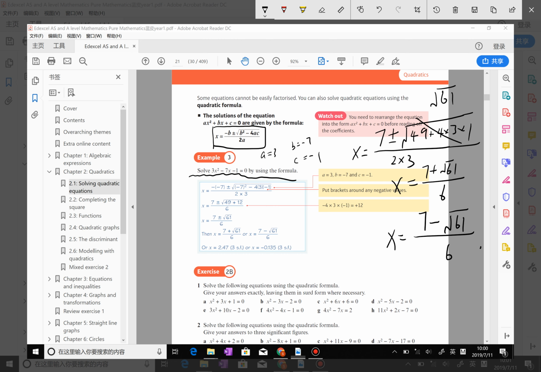You can use a calculator to convert these two numbers into 2.47 or negative 0.135.